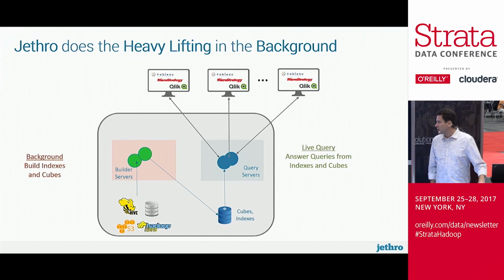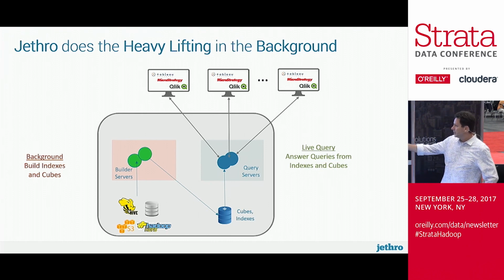Now, what is the process? How does this thing all come together? The main idea here is that all the heavy lifting, the cube building, the indexes, is all done in the background. So if this is your environment, we have data in Hive tables, HDFS tables, could be SQL sources, doesn't really matter. What Jethro does is read that data set, and only BI data sets, not all of your data in Hadoop, and creates a highly optimized version of this data set back in Hadoop. Highly optimized means it's indexed and it's aggregated.